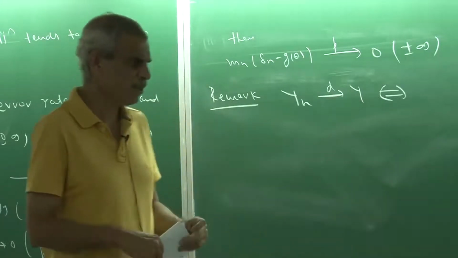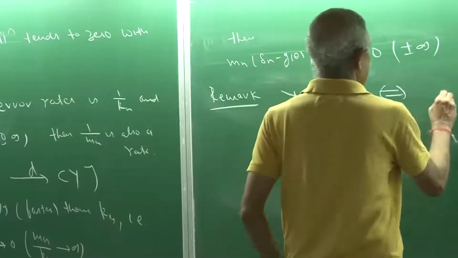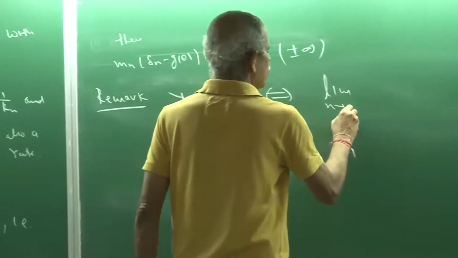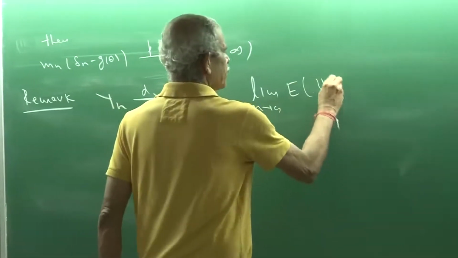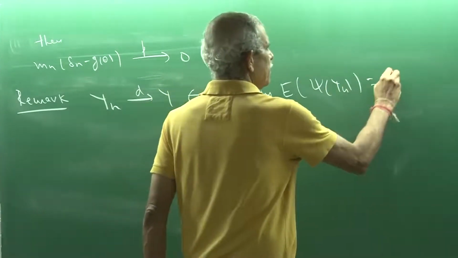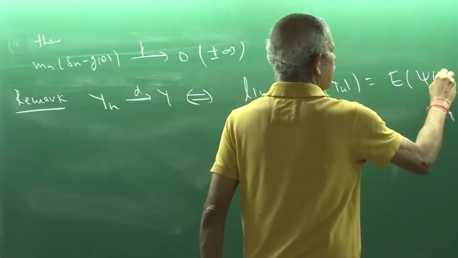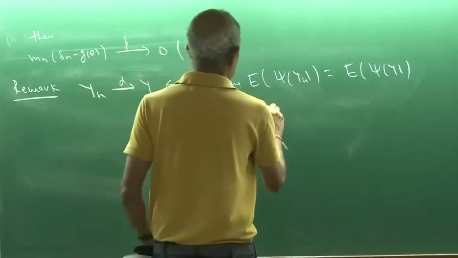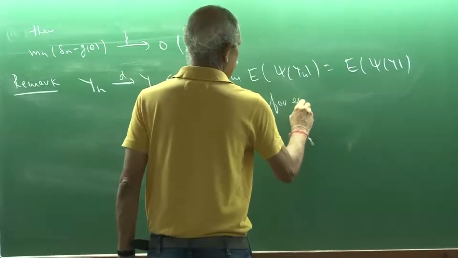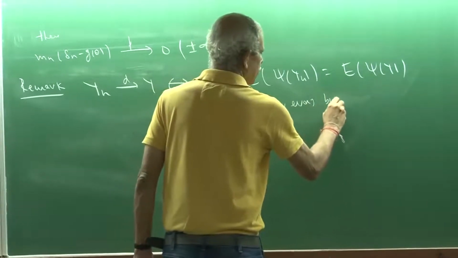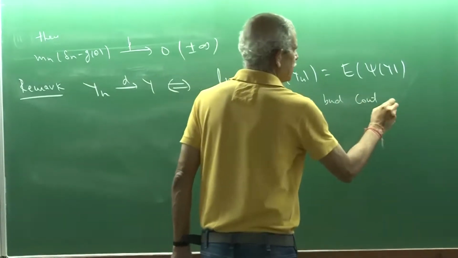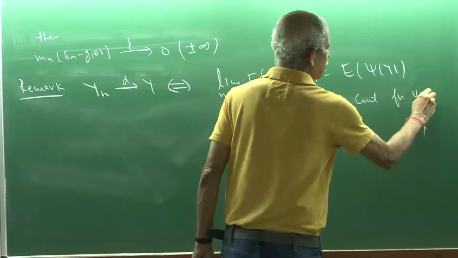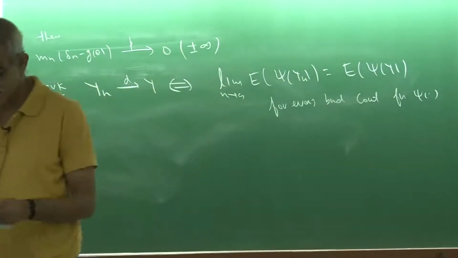Now, you saw that this is equivalent to saying that the limit as n goes to infinity of the expected value of psi of Yn is the same as the expected value of psi of Y for every bounded continuous function psi. Of course, we are talking about real valued functions.